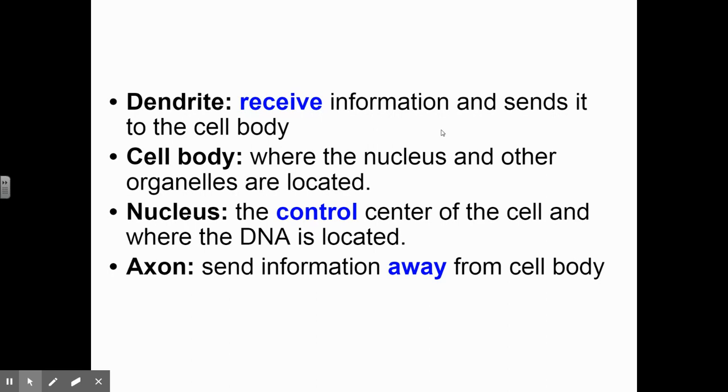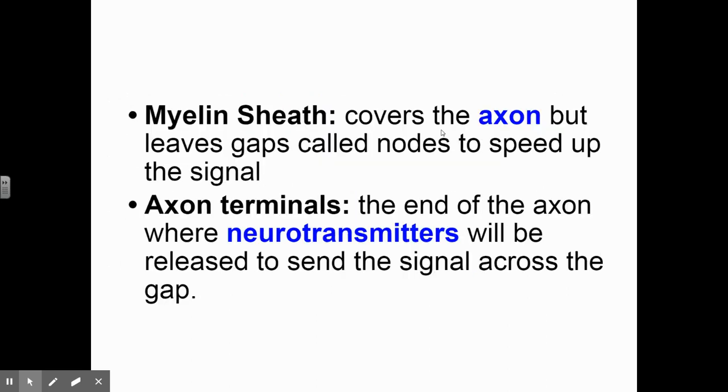And then you have the axon, which is going to send information away from the cell body. The axon is covered in a fatty material called the myelin sheath that helps to speed up the sending of signals. And then the very end of the axon is called the axon terminal. And this is where special molecules called neurotransmitters will be released, and that will allow a signal to be sent between one neuron and another.